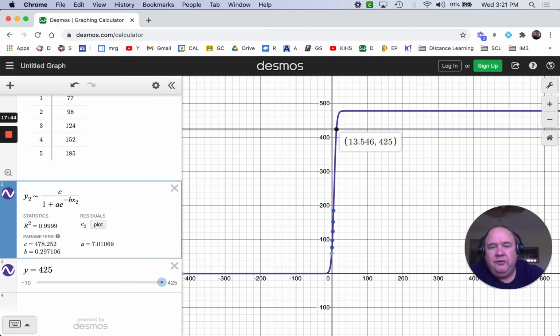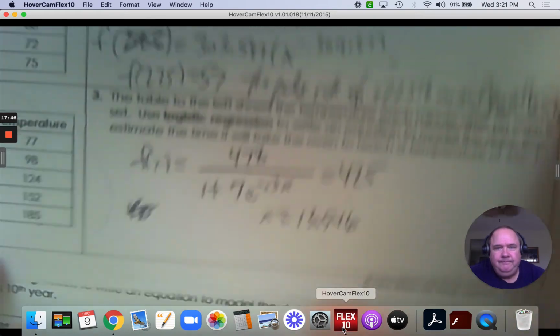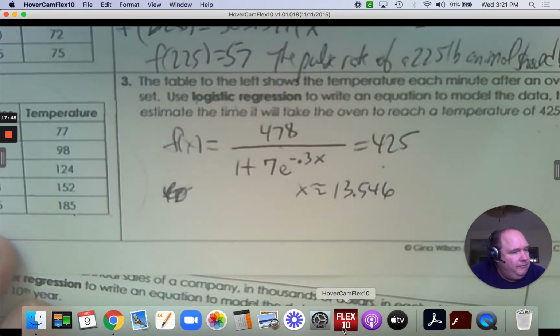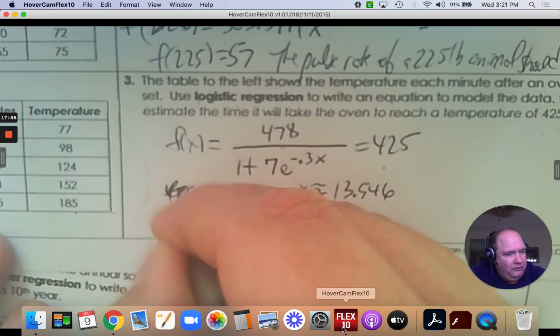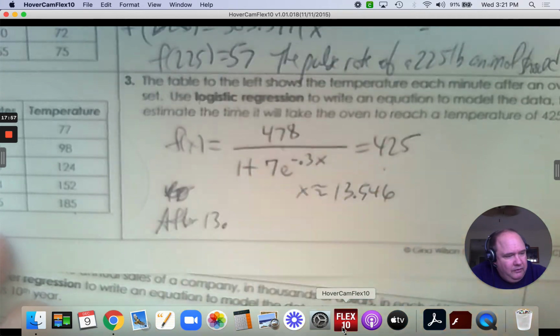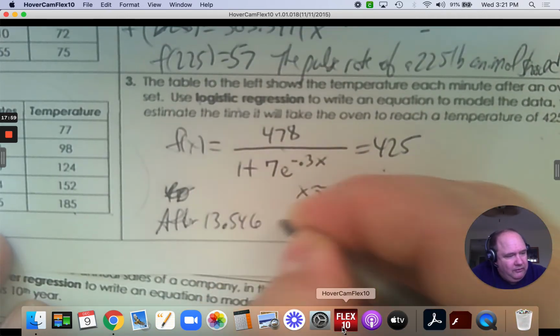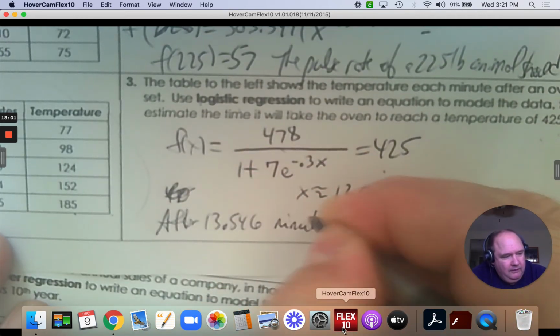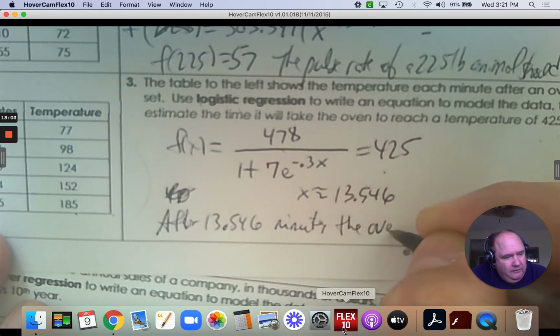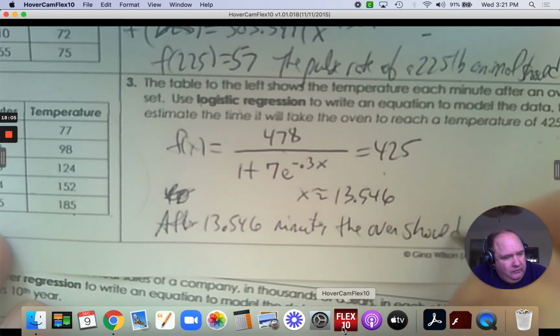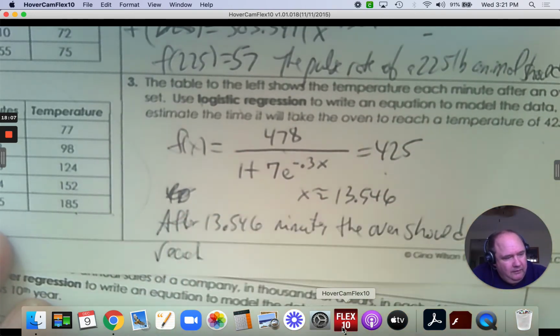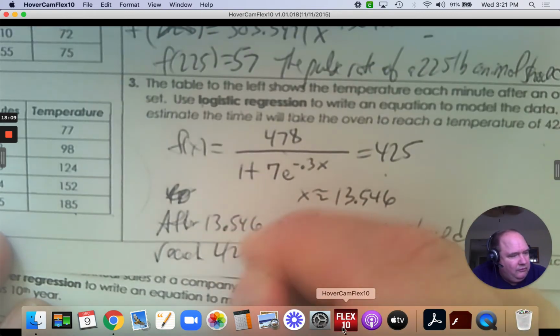All right, let's write a simple sentence. So the question again is, estimate the time it'll take the oven to reach 425 degrees. So after 13.546 minutes, the oven should reach 425 degrees. Done.